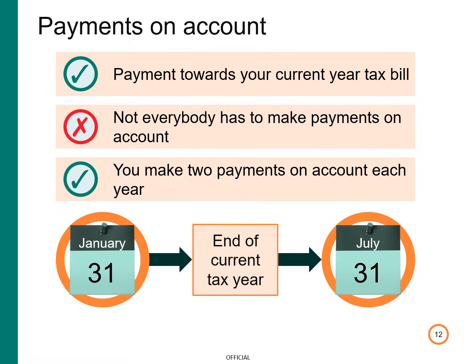It's a payment towards your tax bill for the current year, that's 2025 to 2026. Not everybody has to make payments on account. If you do, you make two payments on account. One by the 31st of January before the end of the current tax year, and another by the 31st of July after the current tax year has ended.